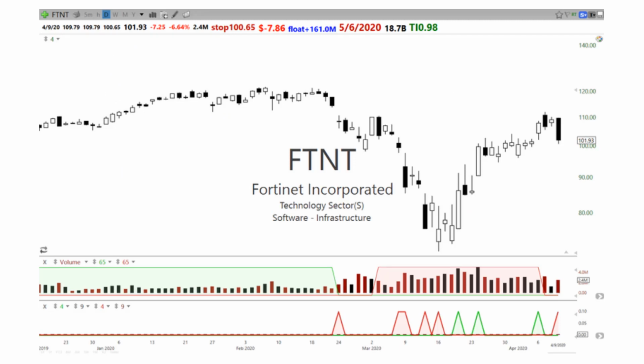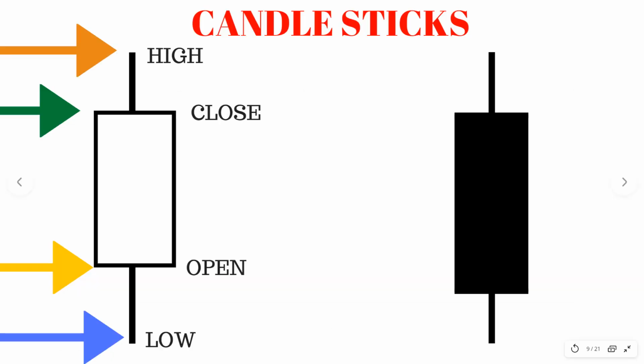Take a look at this chart. At first, it might be confusing, but let's break it down. Each candlestick represents 4 prices. The price at which the stock opened, the highest price of the day, the lowest price of the day, and the closing price.